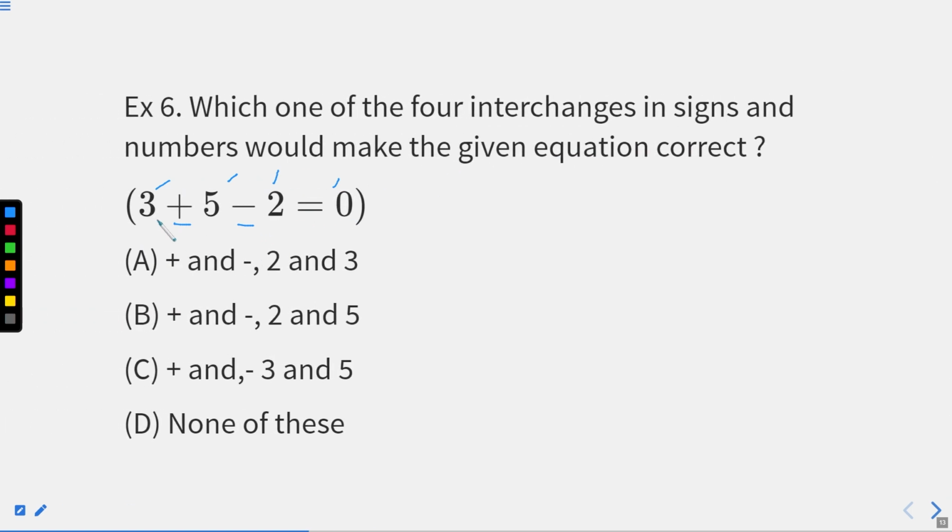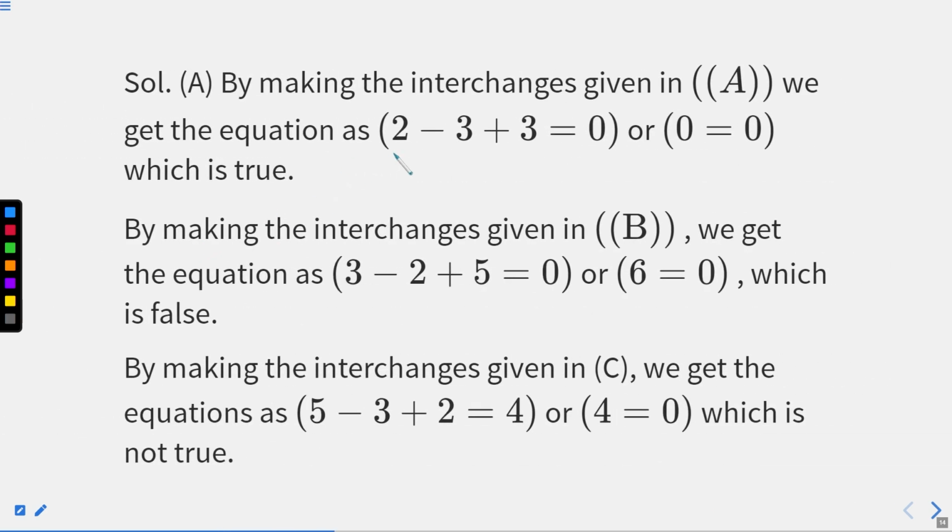what are we getting? Initially we are having 3 plus 5 minus 2. By changing the value, what are we getting? We are getting close to this value. 2 minus 3 plus 3 comes out to be 0, right? Which is eventually leading us to 0 is equal to 0, which is a true statement, right?